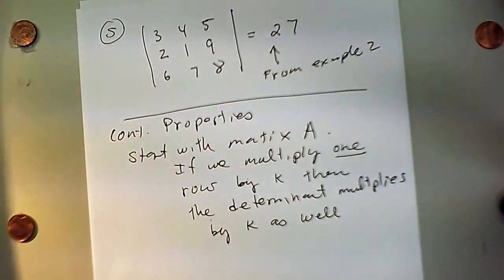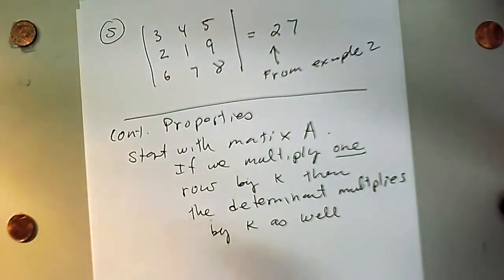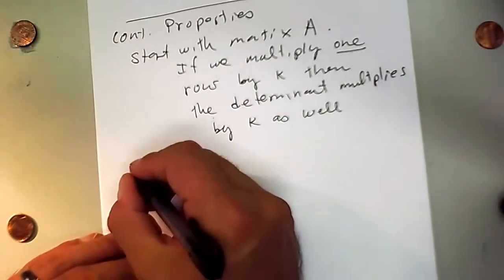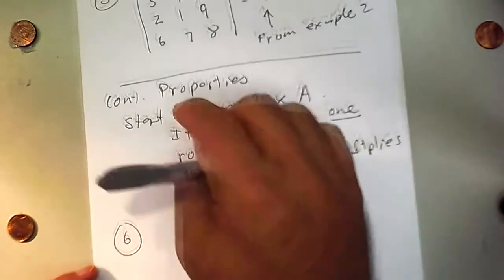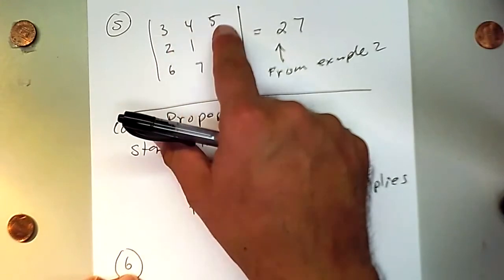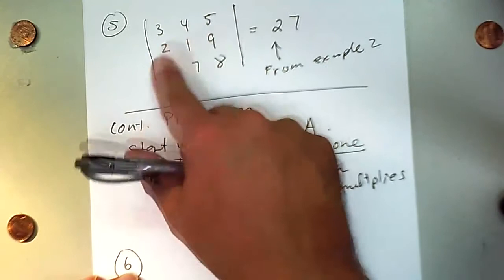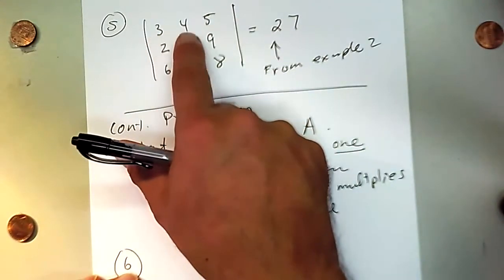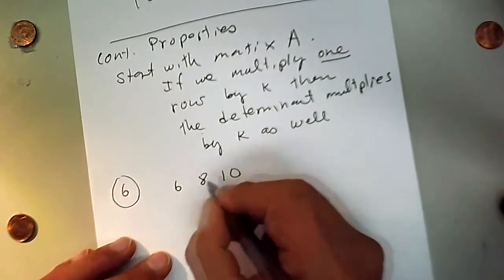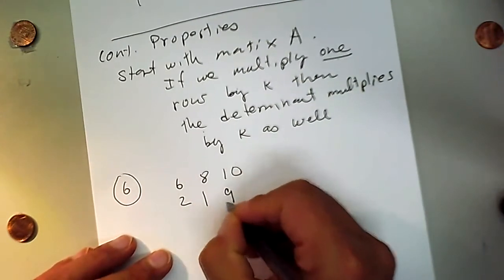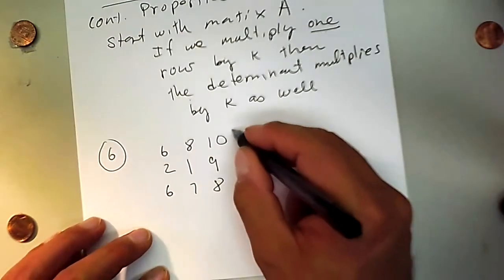Example 6. I'm going to use example 5 now that we have that handy. So let's say I multiply the first row by 2, just the first row. You can multiply any row. So 6, 8, 10, 6, 8, 10, 2, 1, 9, 6, 7, 8. What is the determinant?